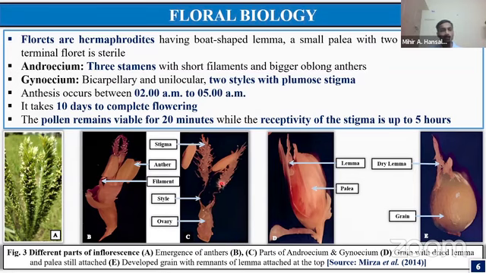If we talk about the parts of the gynoecium, you can see in figure C, it has two styles with plumose stigma, and anthesis occurs between 2 to 5 am, and it takes 10 days to complete its flowering, and the pollen remains viable for 20 minutes while the receptivity of the stigma is up to 5 hours. This is the major concern in the finger millet because due to this the finger millet outcrossing is less than 1%.